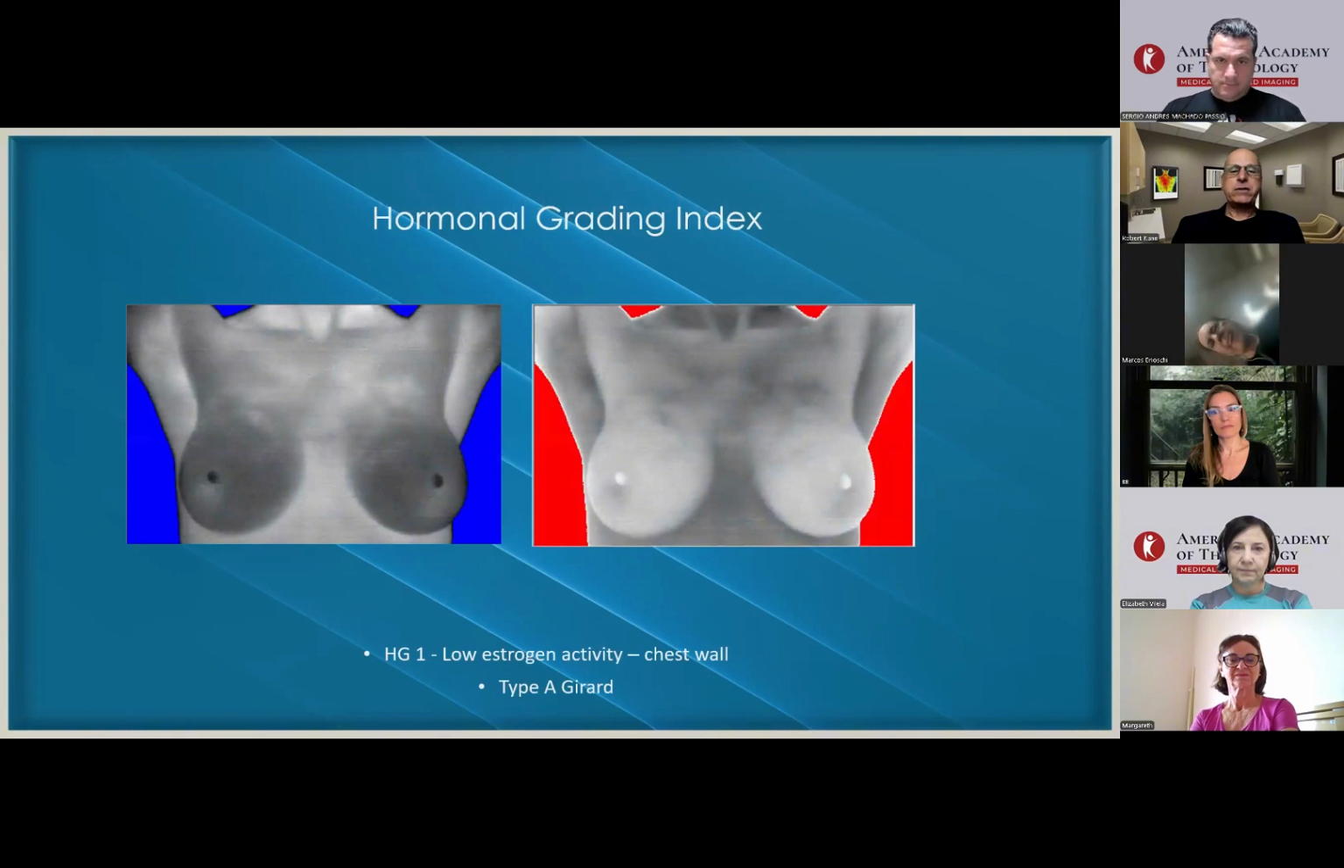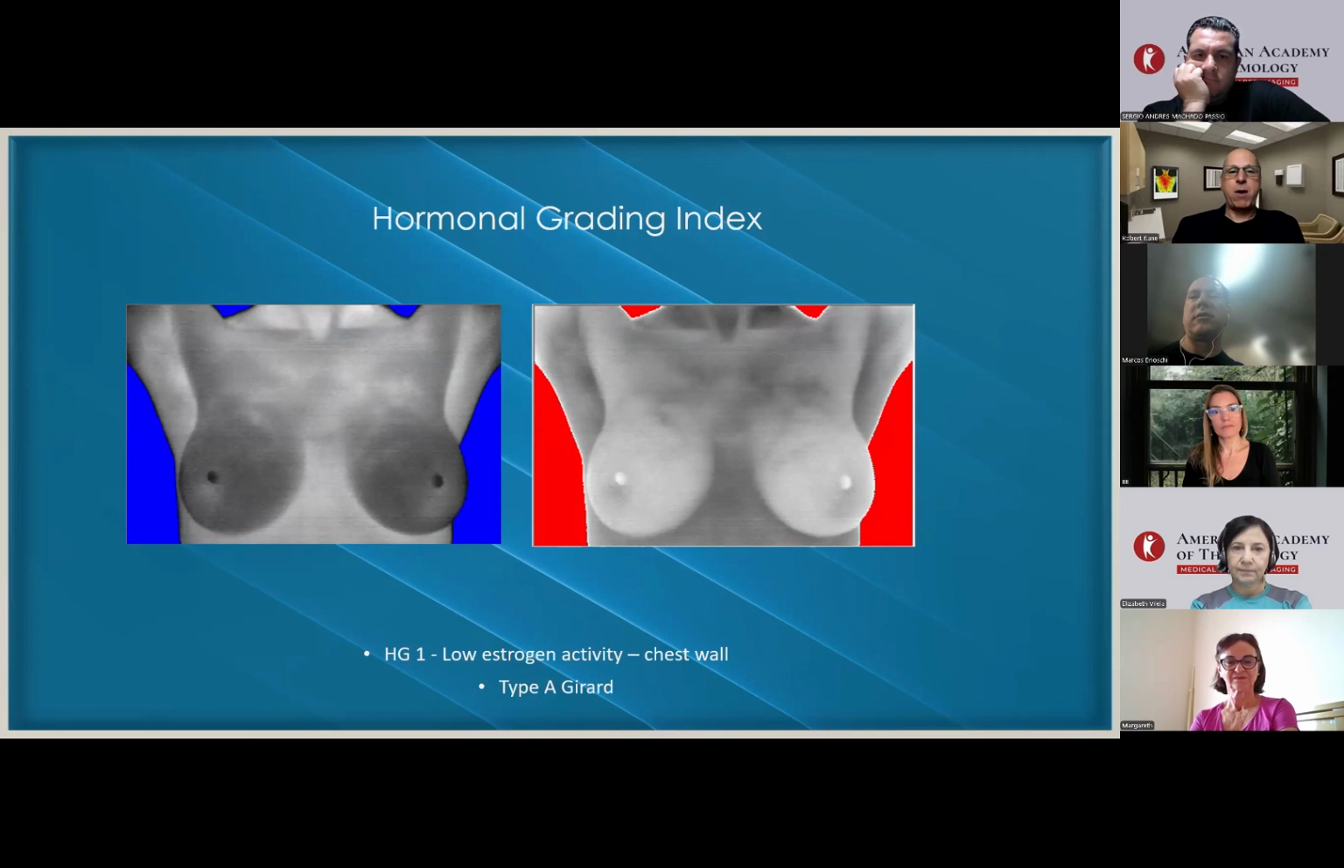So if we look at this, this would be a hormonal grade. I would call it 1. I've graded these things in 1 to 4 in my practice. And what we're looking at is that low estrogen activity, type A from Girard.